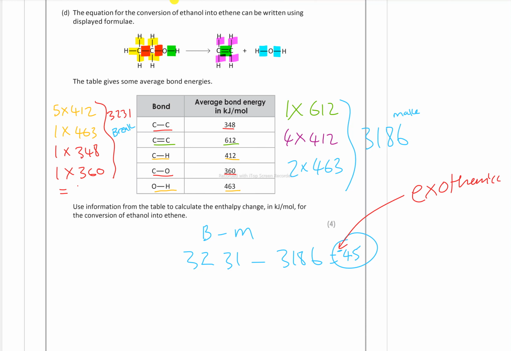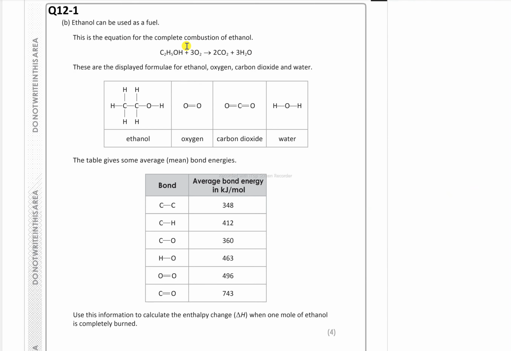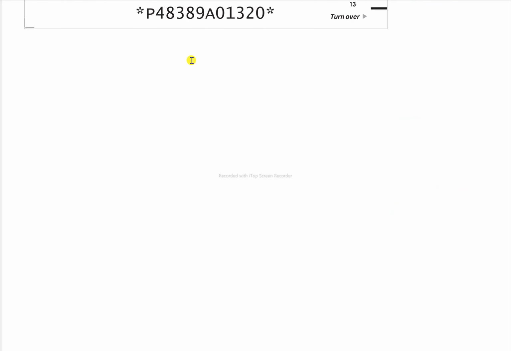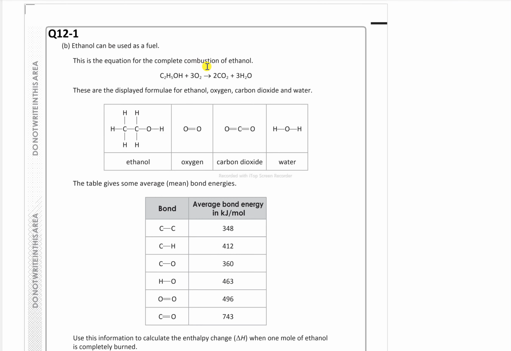There's another way of doing it. You can say, look, we didn't break 1, 2, 3, 4 carbon hydrogen bonds, so we can get rid of them. So only the ones that are colored were broken and remade. Right, I think that's the last question.